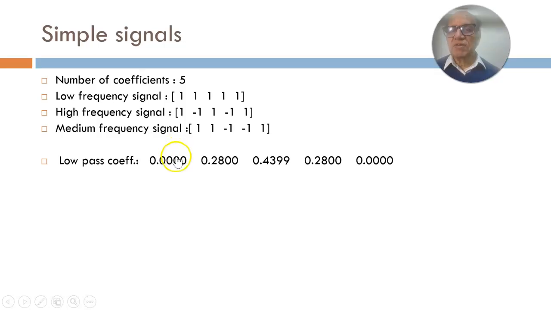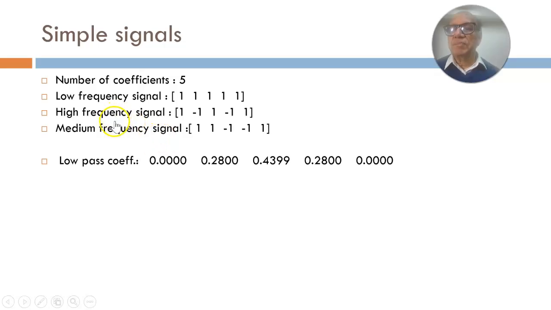This multiplies this, so you get 0. This multiplies this, so you get 0.28. This 1 multiplies 0.4399, so you get this. Then again you get 0.28 and finally you get 0. So essentially it is the sum of these 3 values. All of them are positive and you get a comparatively large positive output. When the low frequency signal is applied to a low pass filter, you get a large positive output.